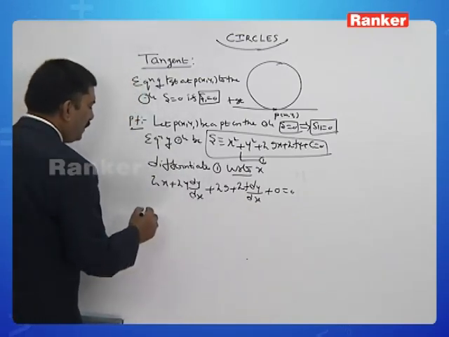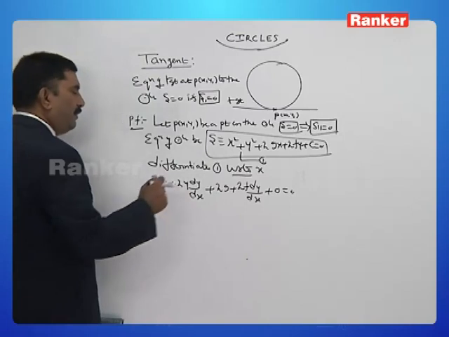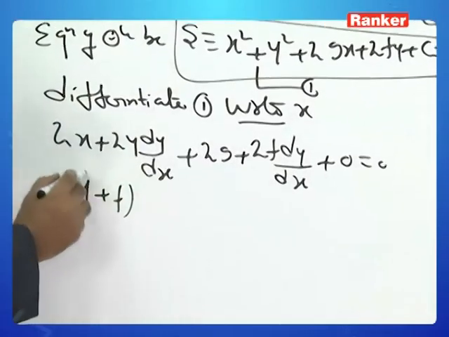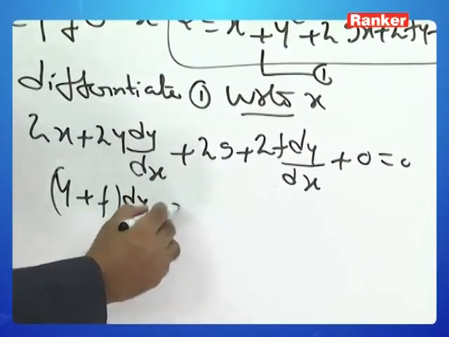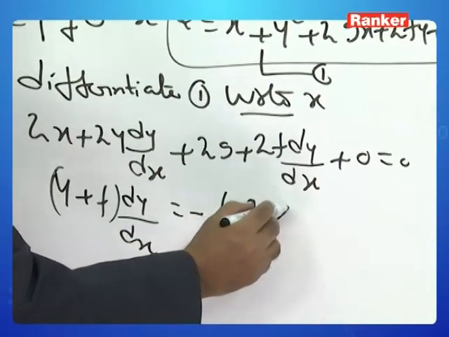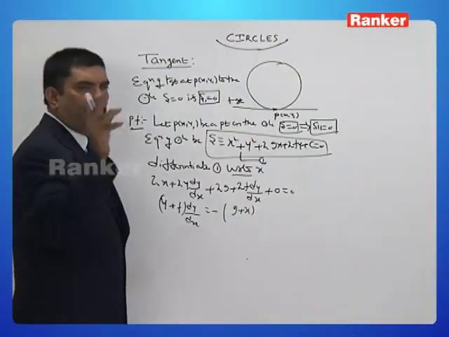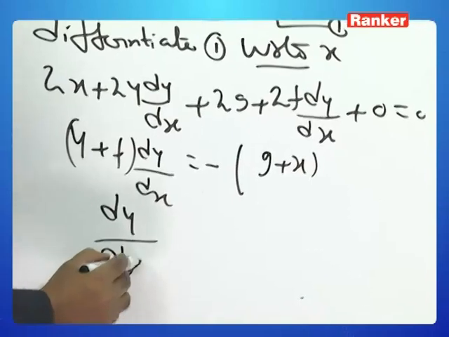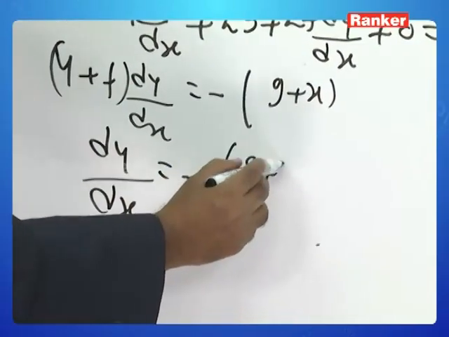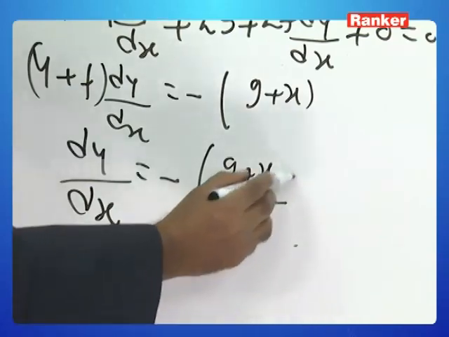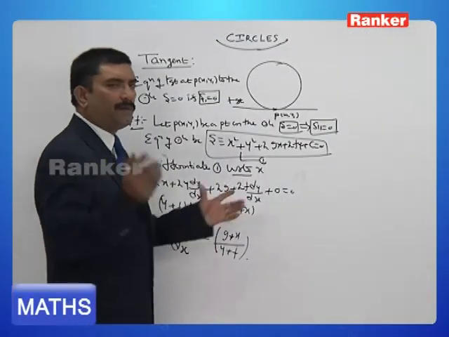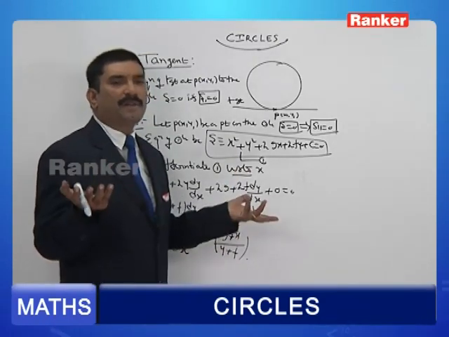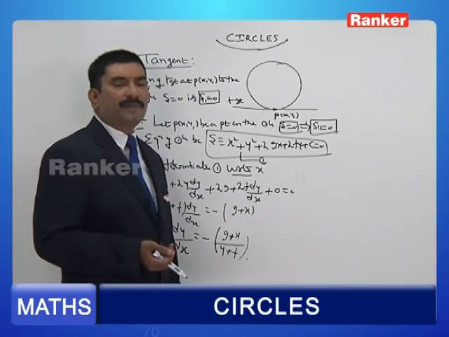So therefore, you can very well observe 2 is common in all the terms, you can remove that, and here dy by dx is common. So therefore, y plus f into dy by dx is equal to minus of g plus x. Transfer the terms which are not having dy by dx. So therefore, I can write dy by dx is equal to minus of g plus x by y plus f. Now, what is dy by dx? We know it already. The geometrical interpretation of dy by dx is nothing but the slope at a point. Slope at a point means slope of the tangent.